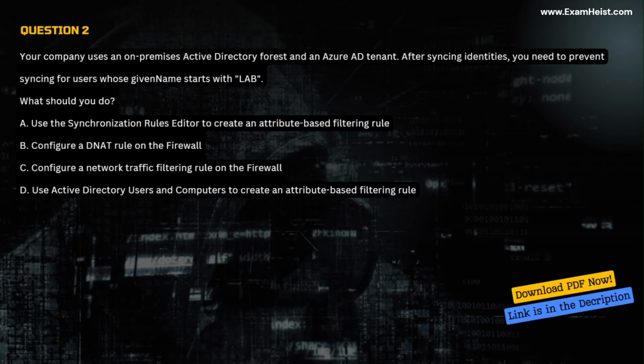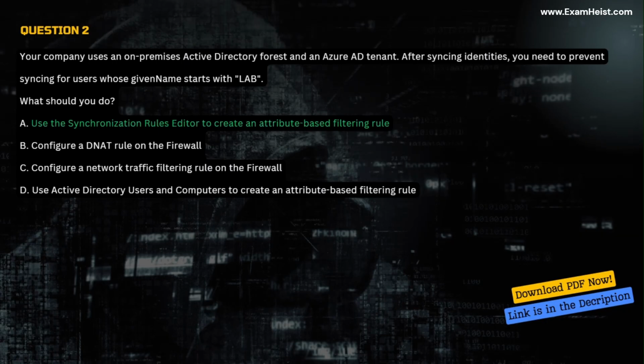Question 2. Your company uses an on-premises Active Directory forest and an Azure AD tenant. After syncing identities, you need to prevent syncing for users whose given name starts with lab. What should you do? A. Use the Synchronization Rules editor to create an attribute-based filtering rule. B. Configure a DNAT rule on the firewall. C. Configure a network traffic filtering rule on the firewall. D. Use Active Directory users and computers to create an attribute-based filtering rule.